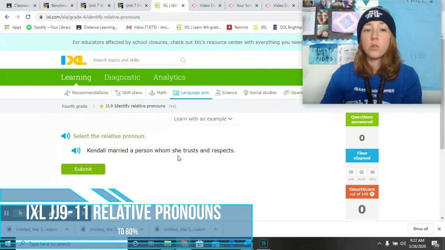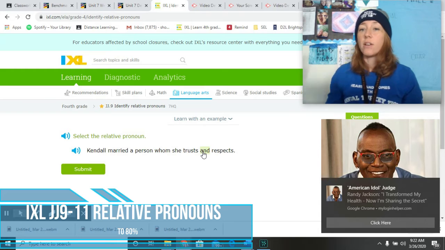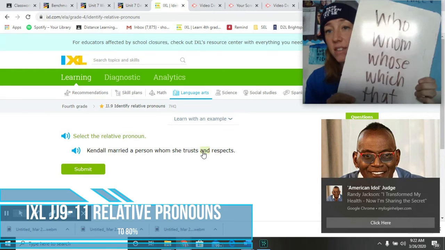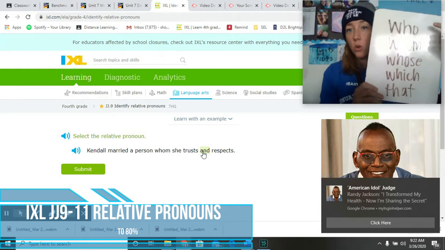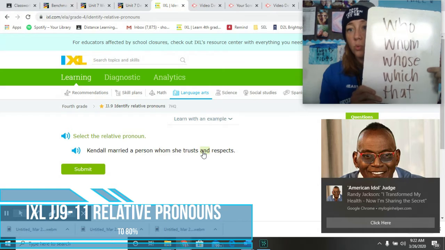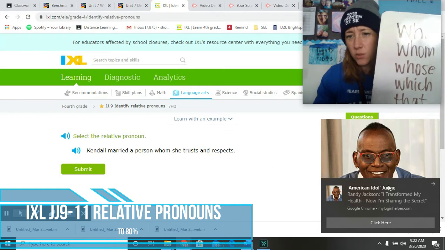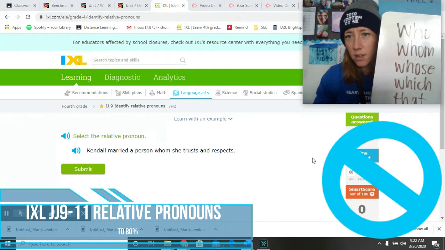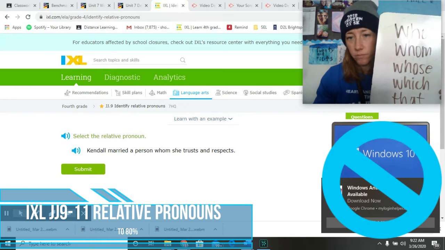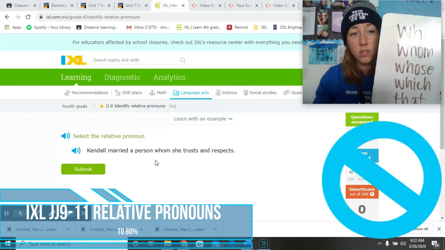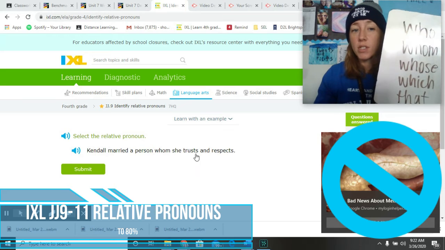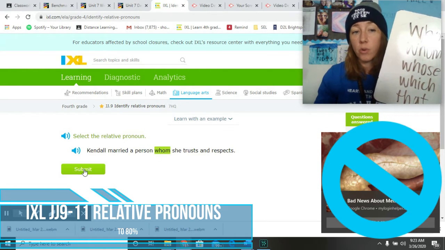Kendall married a person whom she trusts and respects. Now remember, these are the main relative pronouns. Who, whom, whose, which, that. I do not need your help, Randy Jackson. Okay. Or you, Windows Antivirus. So, Kendall married a person she trusts and respects. Whom she trusts and respects. So, whom would be a relative pronoun.